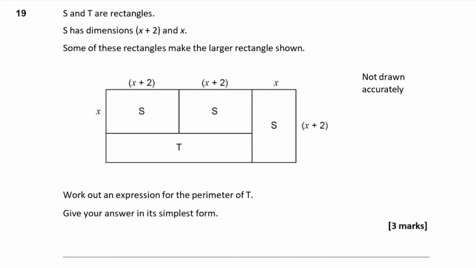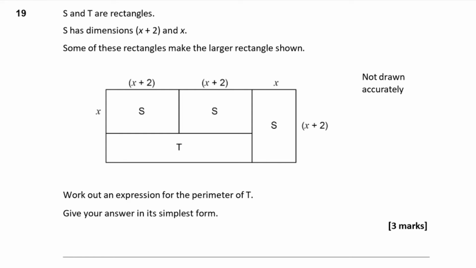Question 19. S and T are rectangles. S has dimensions x plus 2 and x. Some of the rectangles make the larger rectangles shown. Work out an expression for the perimeter of T. Give your answer in its simplest form. Okay, well this looks like lots of fun. Okay, so we want to work out the perimeter of T.